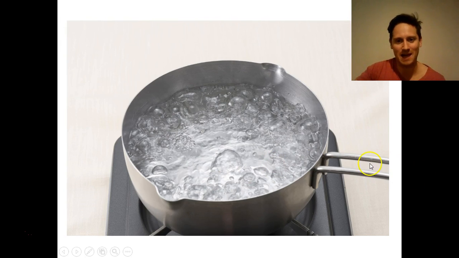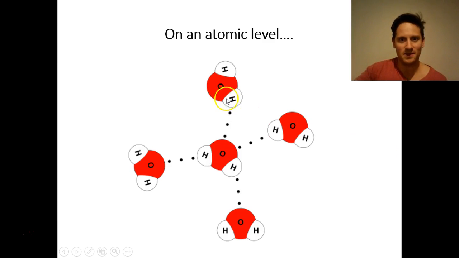But what is actually happening here? We're turning liquid water into steam. Okay? But on a chemical level, on an atomic level, this is what we're actually doing. That water is obviously made up of millions and millions of water molecules. Each of those water molecules is attracted to each other. There's a force of attraction which is signified by these dotted lines here that are connecting those water molecules together.